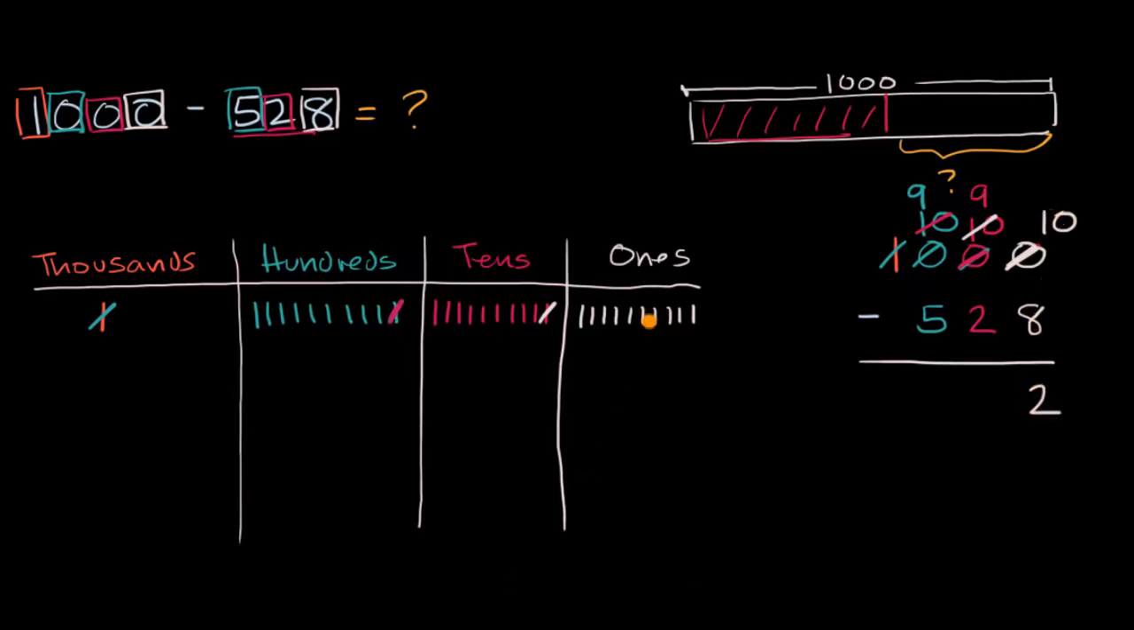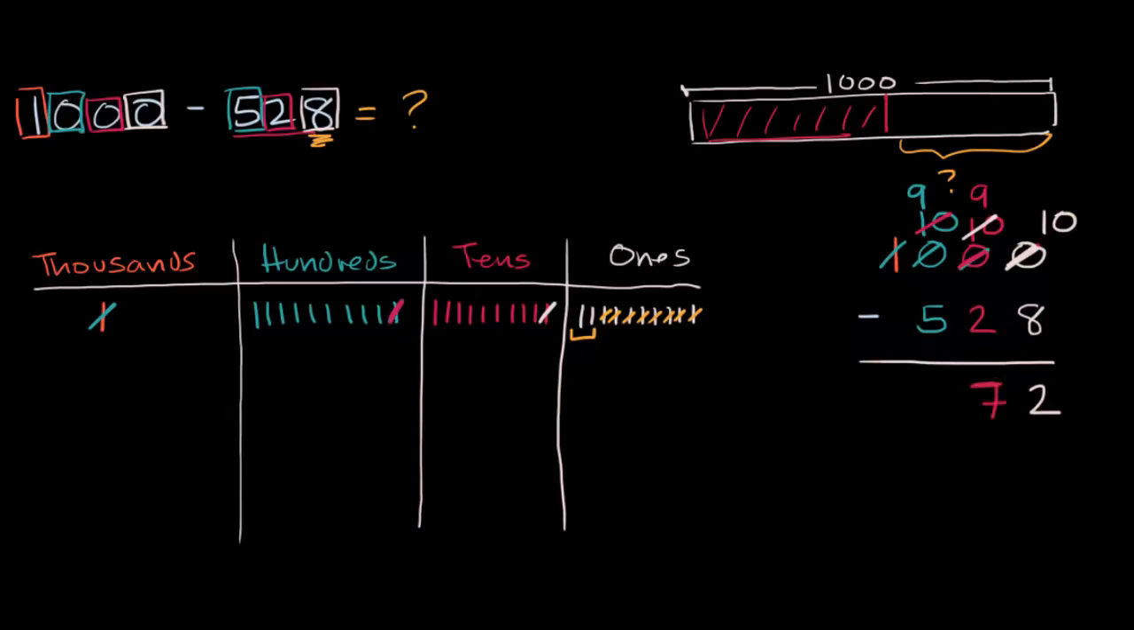How would I represent that over here? I'm going to do the subtraction in this yellow color. Well, I want to take away 8 of these ones. So I take away 1, 2, 3, 4, 5, 6, 7, 8, and I am left with that 2 right over there. That 2 is that 2. Now I can move on to the tens place. If I have 9 tens and I take away 2 tens, I'm going to be left with 7 tens.